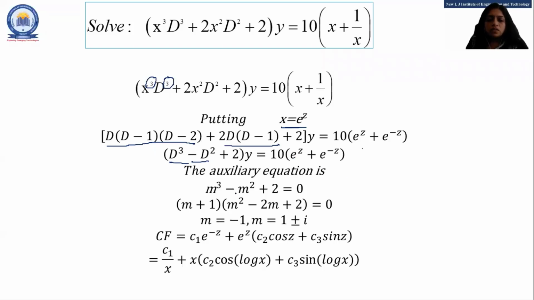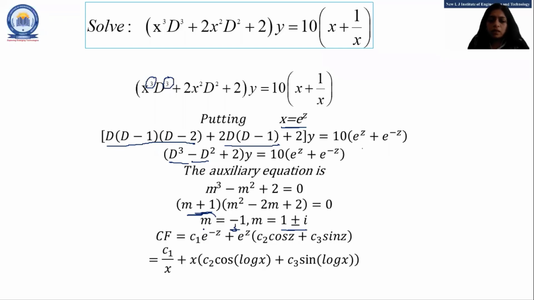So the auxiliary equation is m cube minus m square plus 2 equal to 0. After factorization, the factors are (m plus 1) and (m square minus 2m plus 2) equal to 0. So m equals minus 1, one root from the first bracket, and the other roots from the second bracket, that is 1 plus or minus i. So one root is real and the other two roots are complex.